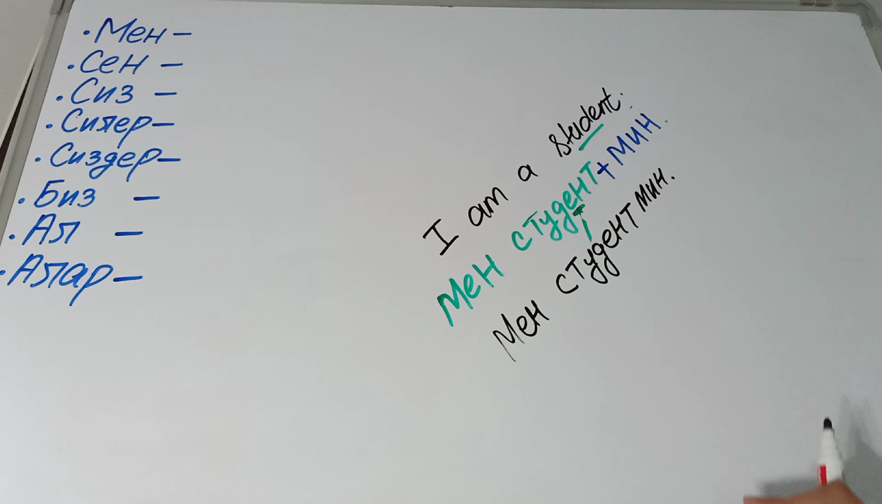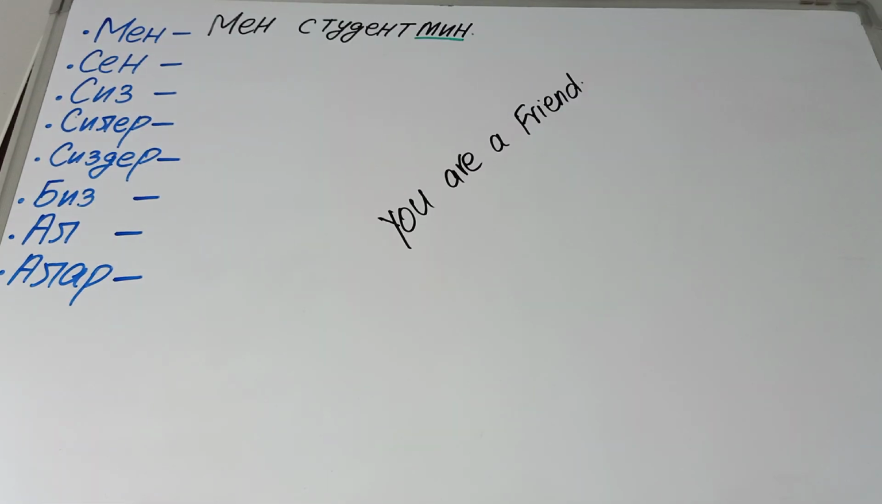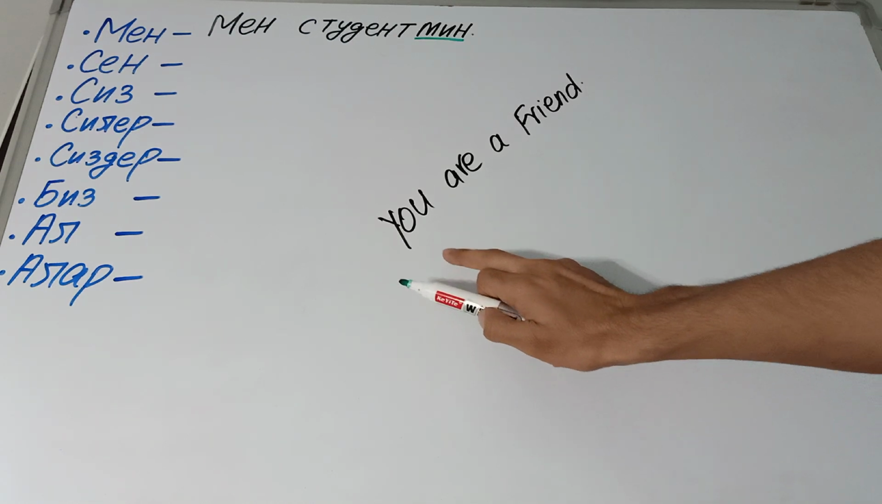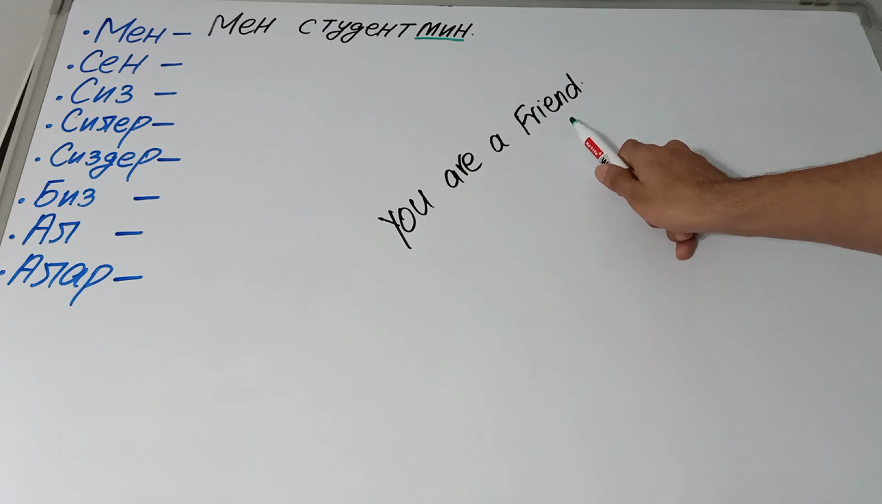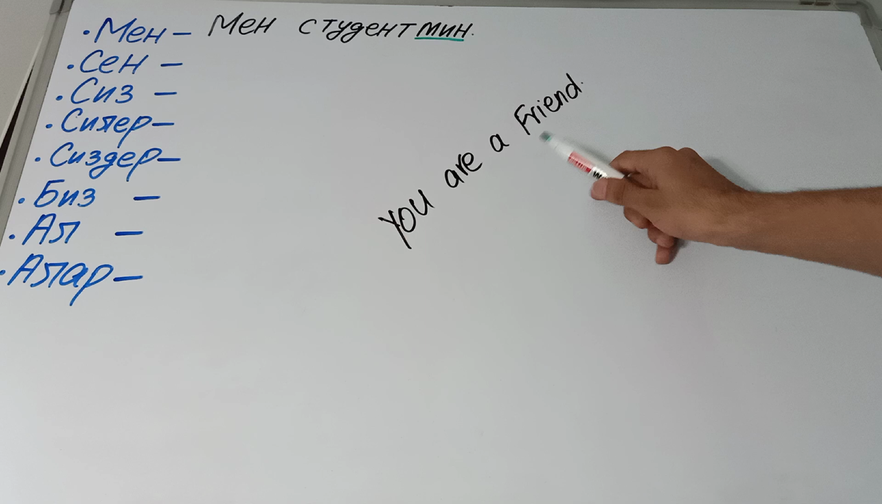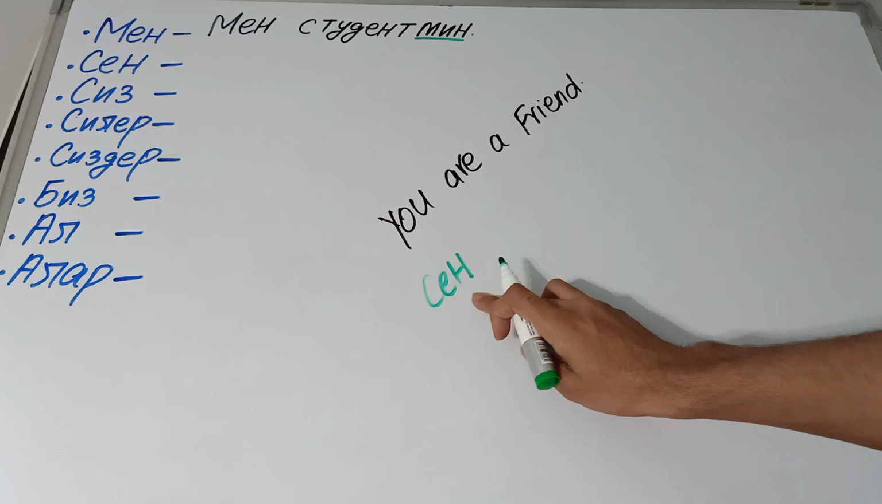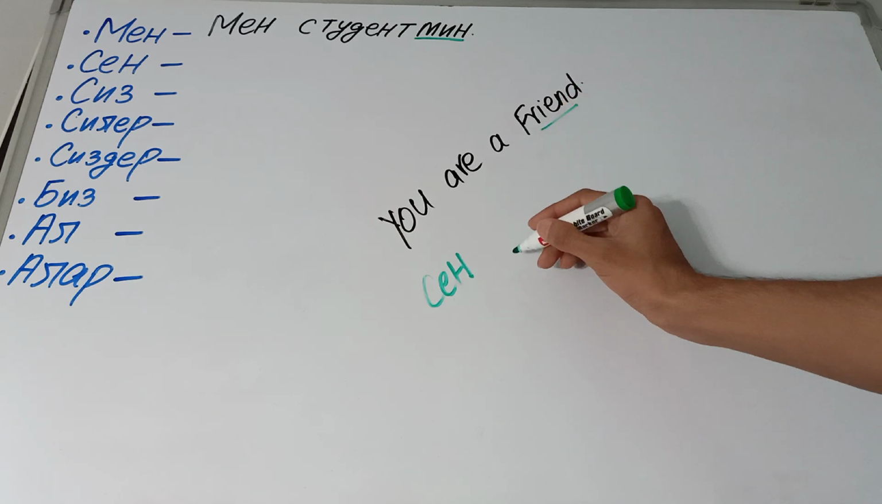Now let's talk about the example of "sen". And now we have an example like "you are a friend", and we have to translate it into Kyrgyz, and the translation of "you" is "sen". Why? Because this "you" is used for your friend, right? So your friend is informal to you, so you will translate it "sen".